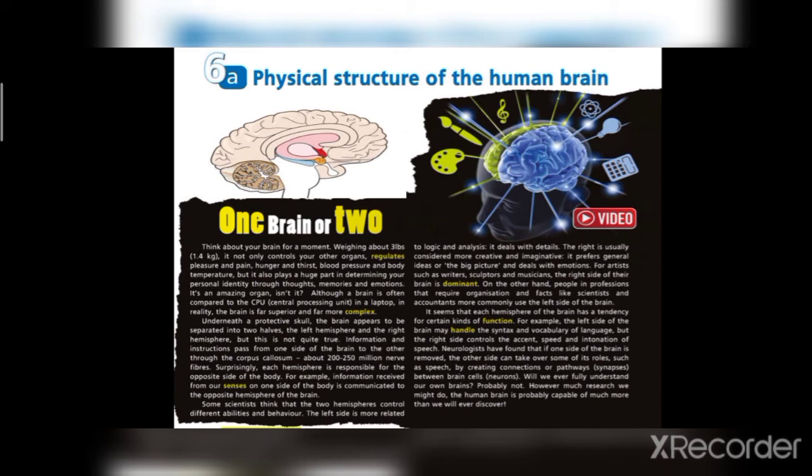It seems that each hemisphere of the brain has a tendency toward certain kinds of function. For example, the left side of the brain may handle the syntax and vocabulary of language, but the right side controls the accent, speed, and the intonation of speech. Neurologists have found that if one side of the brain is removed, the other side can take over some of its roles, such as speech, by creating connections or pathways between brain cells. Will we ever fully understand our own brains? Probably not. However much research we might do, the human brain is probably capable of much more than we will ever discover.